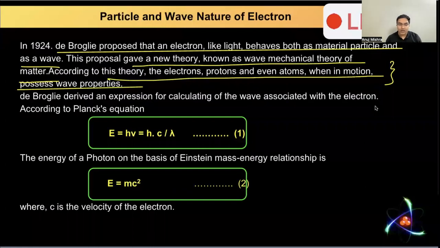And how do I know this? E is this, correct? And energy of photon is how much? Mc square. Mc square is the energy conversion for photons, right? Because c is the velocity of light. So if you club these two things together, mc square and hc by lambda put together, let us see what it will become.